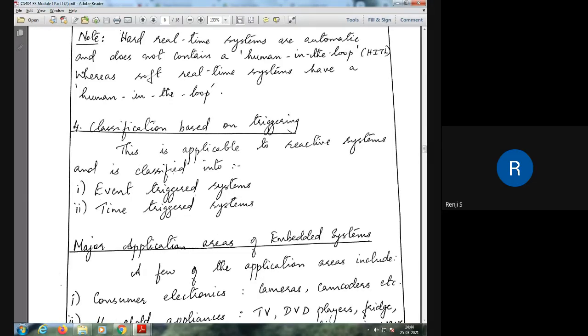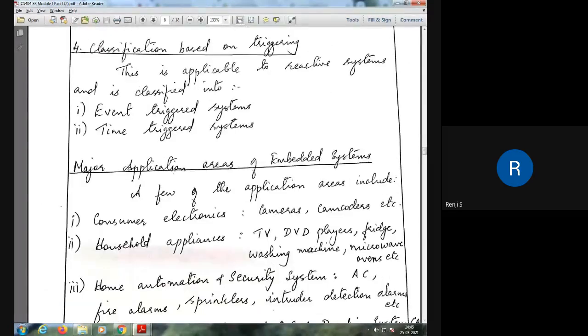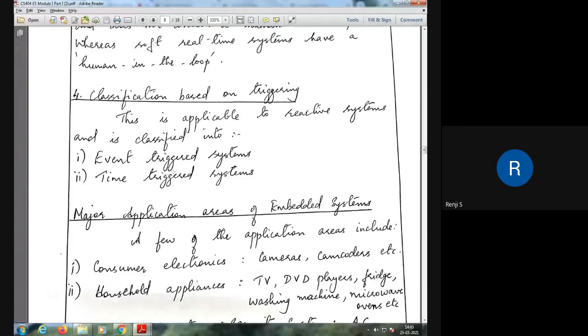Then another class of embedded systems is the time-triggered systems. Time-triggered systems are those systems that respond at a set time. A predefined time is set, and the system should respond at that particular time. Such systems are called time-triggered systems. If it fails to respond, then the system as a whole is a failure. So these were the classifications of embedded systems.